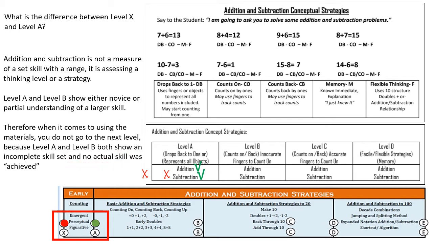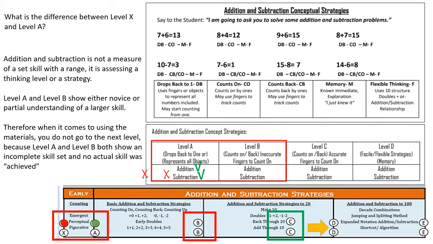Okay, so what that means is if a student scores a level B or a level C, we'll take a look at what this means. Remember, level A means they're not using the strategies we want. They're using a low level of thinking, so it's not like that was earned. It's just their low level of thinking. Here's where we need to instruct.